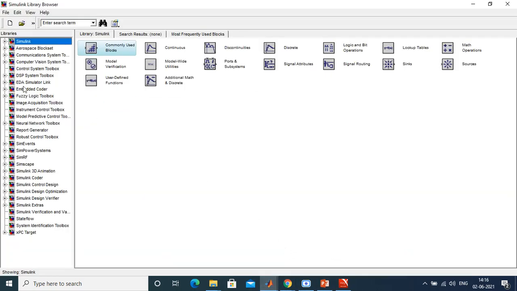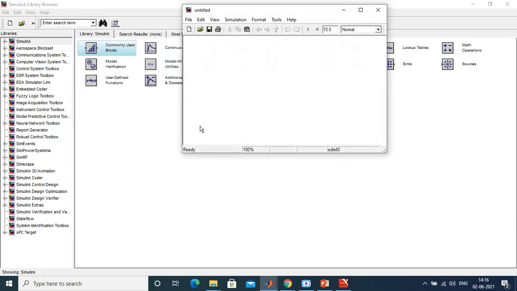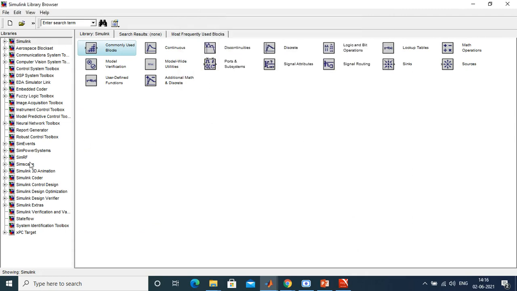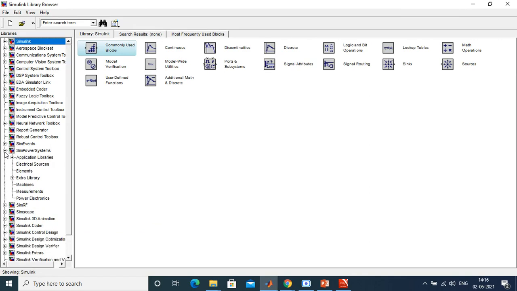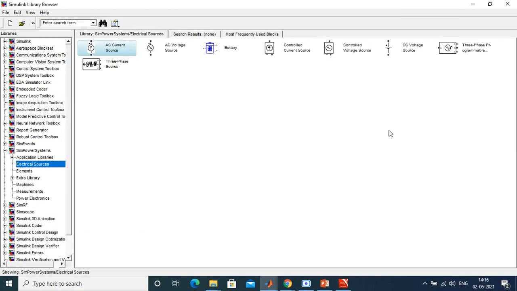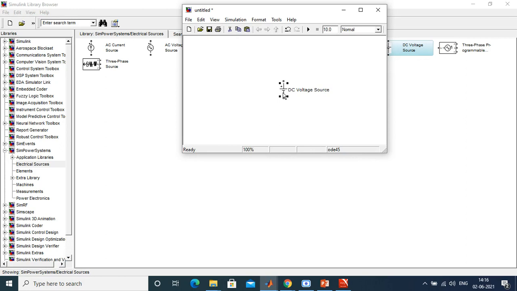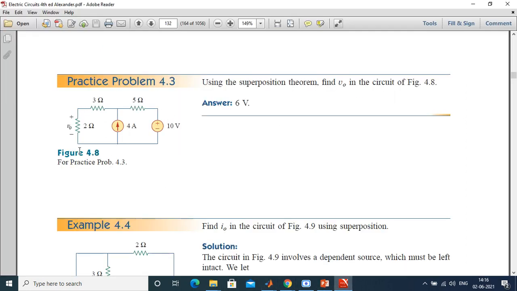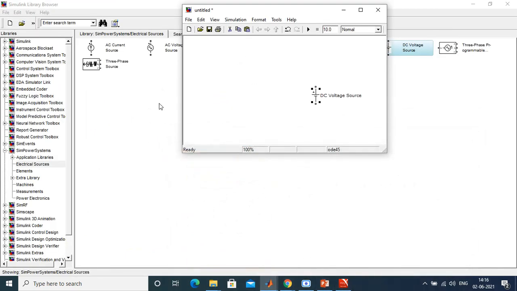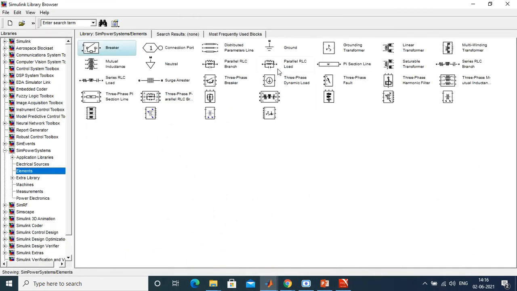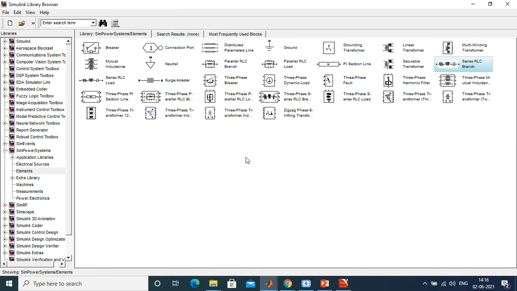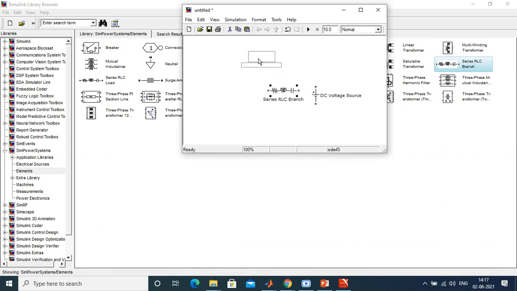Go to MATLAB and take a new MDL file. What are the requirements in this circuit? Go to the source. Here I need a voltage source, and three resistors are required. So go to elements and copy it into the untitled model.